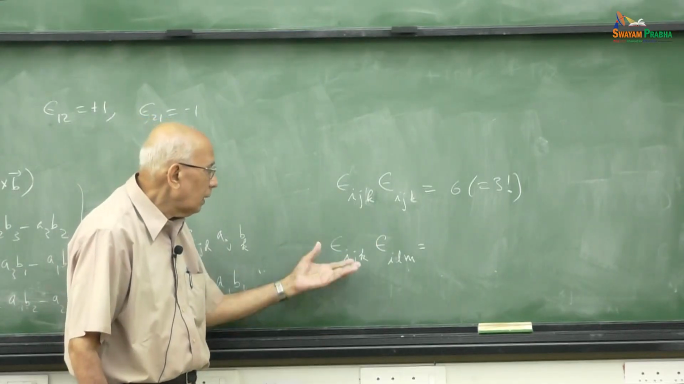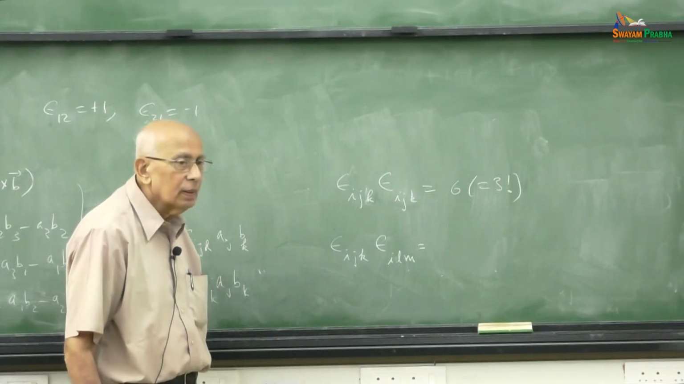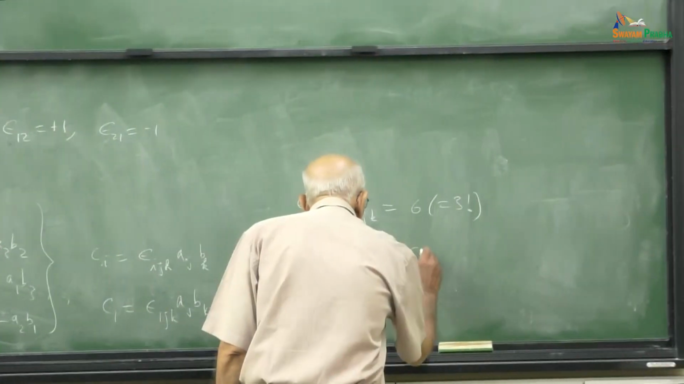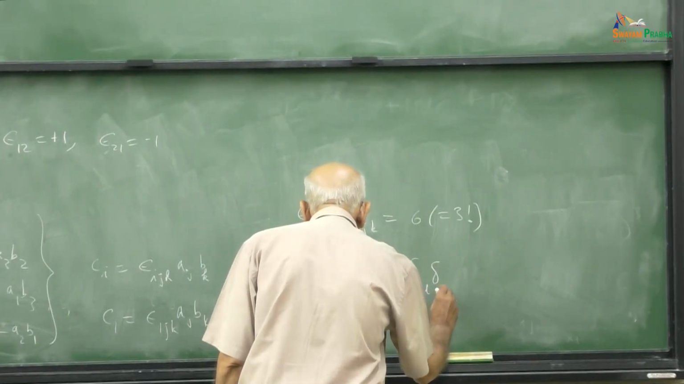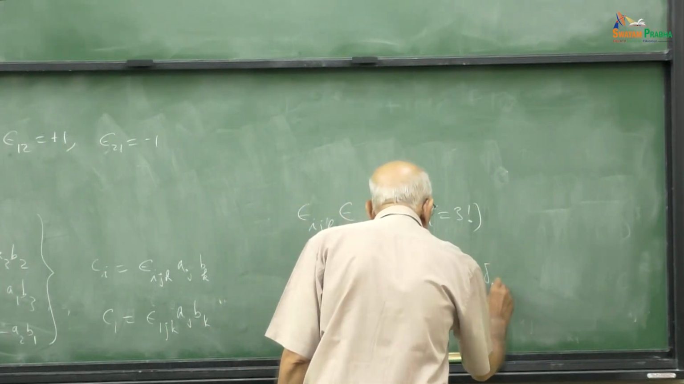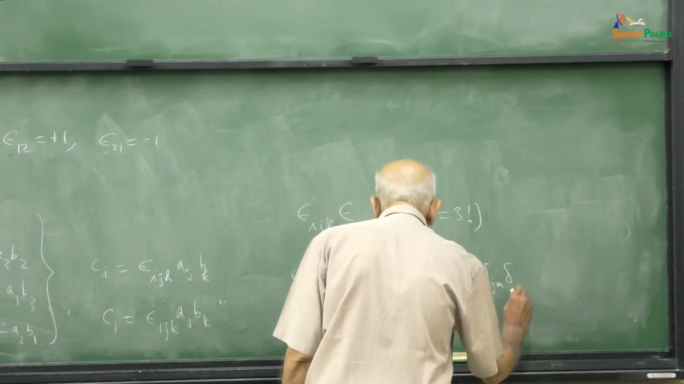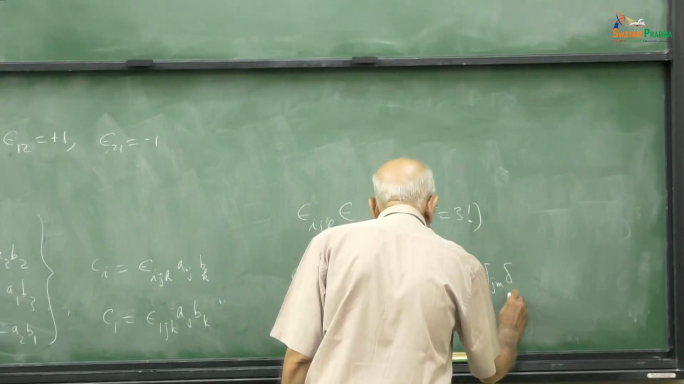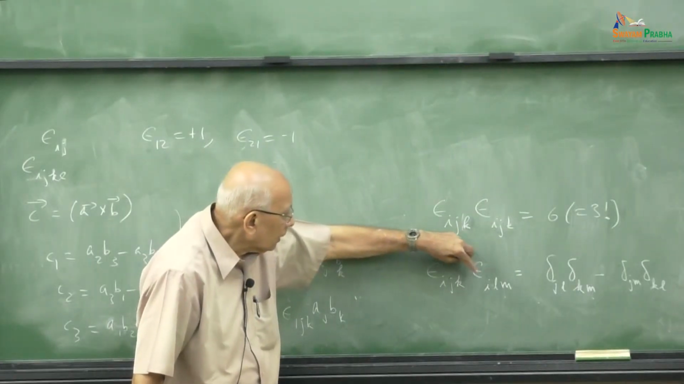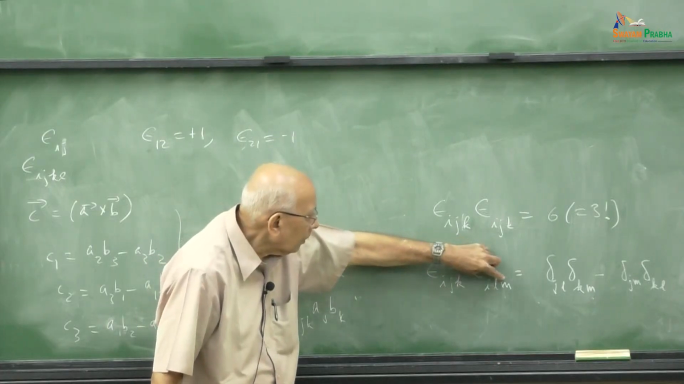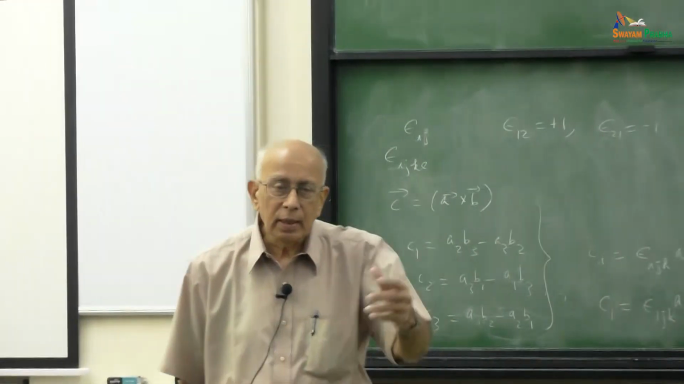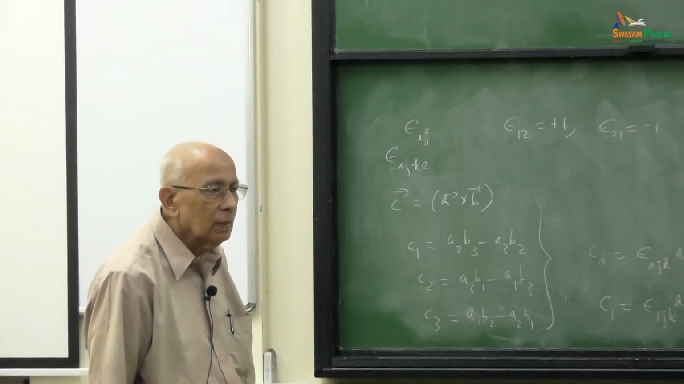Okay. What do you think this is going to be? Well, let me write the answer down. I want you to verify it. It's delta_jl delta_km minus delta_jm delta_kl. So you have indices jk, lm. So j goes with l and k goes with m, and gives you a plus Kronecker delta. And then you flip it over, it gives you minus Kronecker delta. The right hand side is a tensor of rank 4.